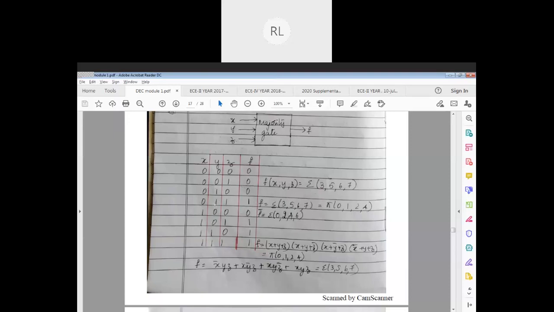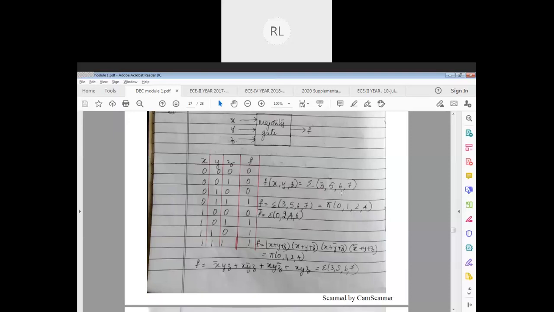Yes, exactly, it's a min term. So what I do, I see for ones. Ones is at 2 plus 1, 3, so 3, then 4 plus 1, 5, okay, then 4 plus 2, 6, and then 4 5 6 7. So this is my equation now.